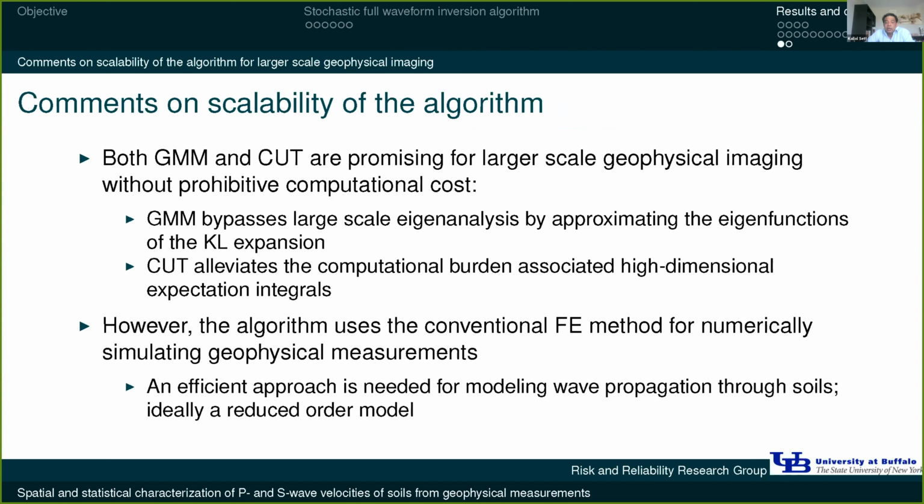However, the algorithm uses the conventional finite element method for numerically simulating the geophysical measurements. We need an efficient approach for modeling wave propagation through soils, ideally a reduced order model, or as you heard from previous speakers, a surrogate model that will be needed for larger scale geophysical imaging.